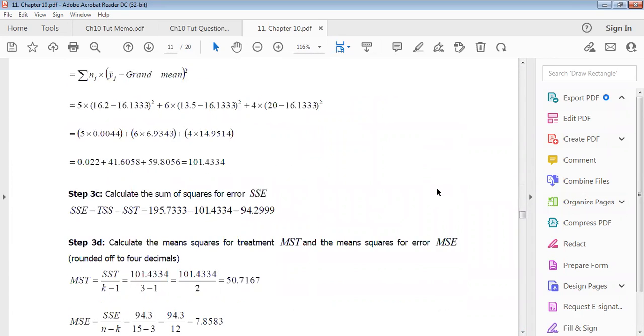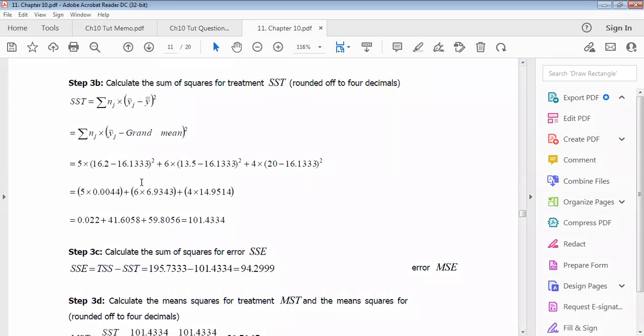So it's 5 times the mean of method 1 minus the grand mean that we already found, squared. Then you add the second method. For the second method, n is 6 times the mean of the second method, 13, minus the grand mean, and you square it. Plus the third method.